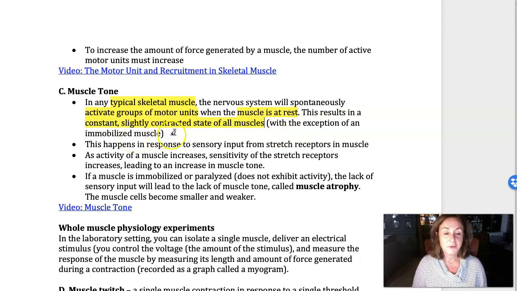So if we have a muscle that you can't move, then you won't have tone in that muscle. And actually, you'll have the opposite of it. It will start to deteriorate, what's known as atrophy.